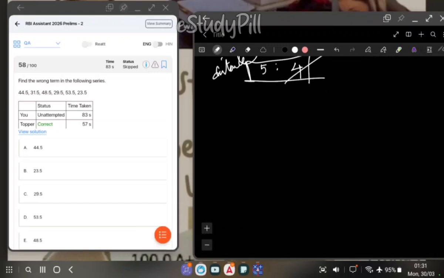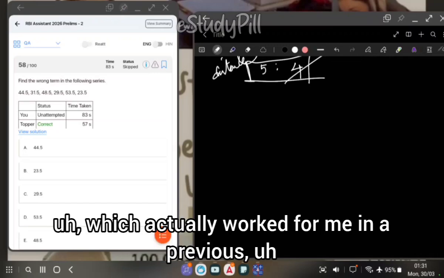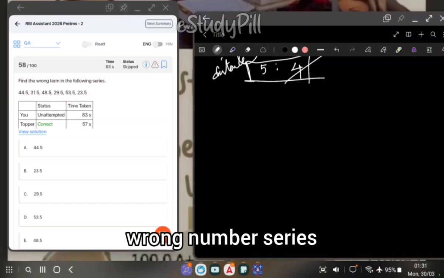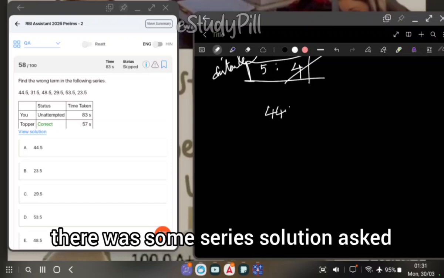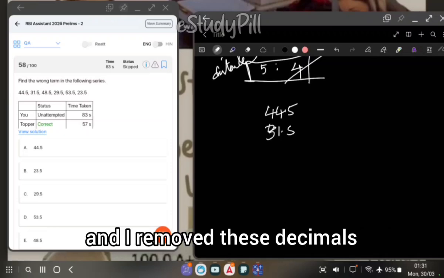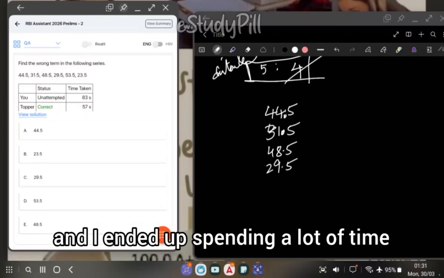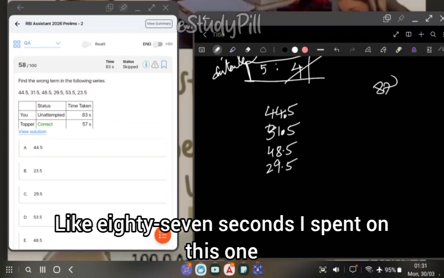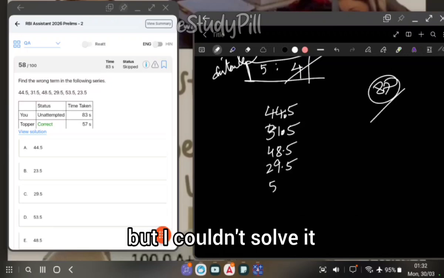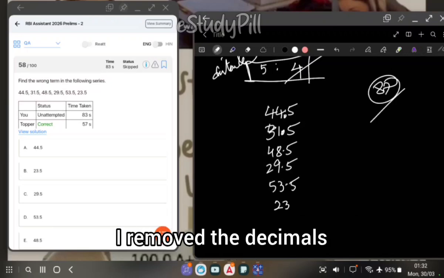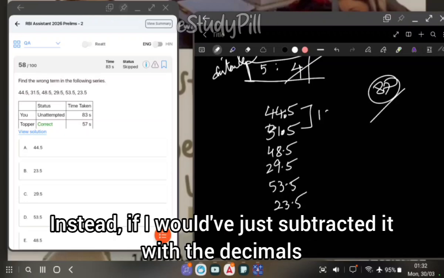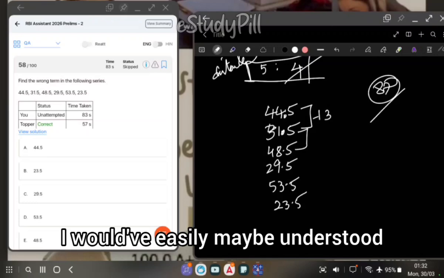In this one I made a blunder which actually worked for me in a previous wrong number series solution. There was a series question where I removed the decimals and solved it, and it worked. But in this question it didn't work and I ended up spending a lot of time, like 87 seconds, but I couldn't solve it. The mistake I made was removing the decimals. Instead, if I had just subtracted with the decimals, I would have easily understood.